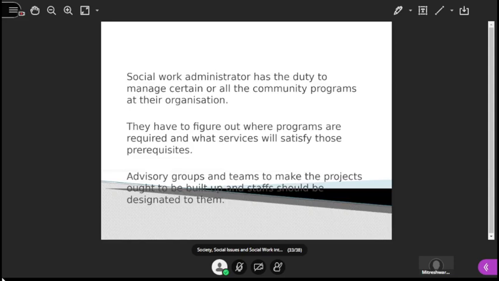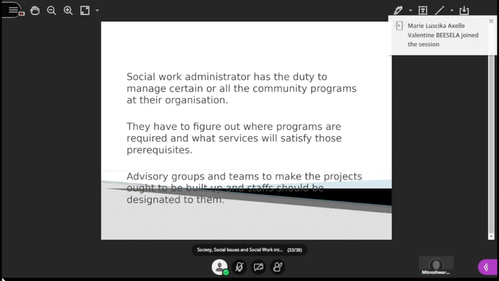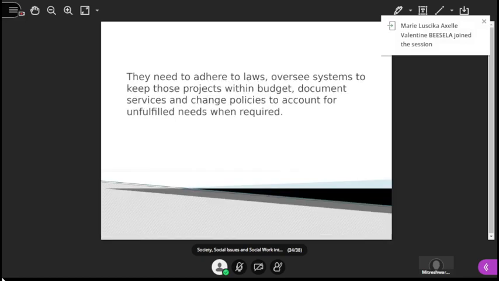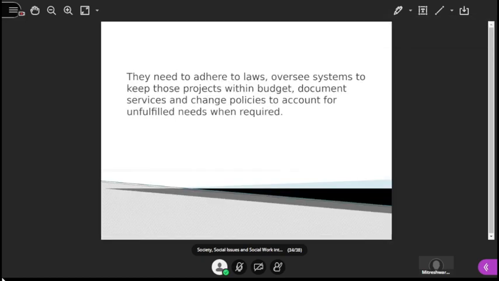Alors, social work administrator has a duty to manage certain or all the community programs at the organization. They have to figure out where programs are required and what services will satisfy those prerequisites. Advisory groups and teams to make the projects ought to be built up and staff should be designated to them. They need to adhere to laws, oversee systems to keep those projects within budget, document services, and change policies to account for unfulfilled needs when required.